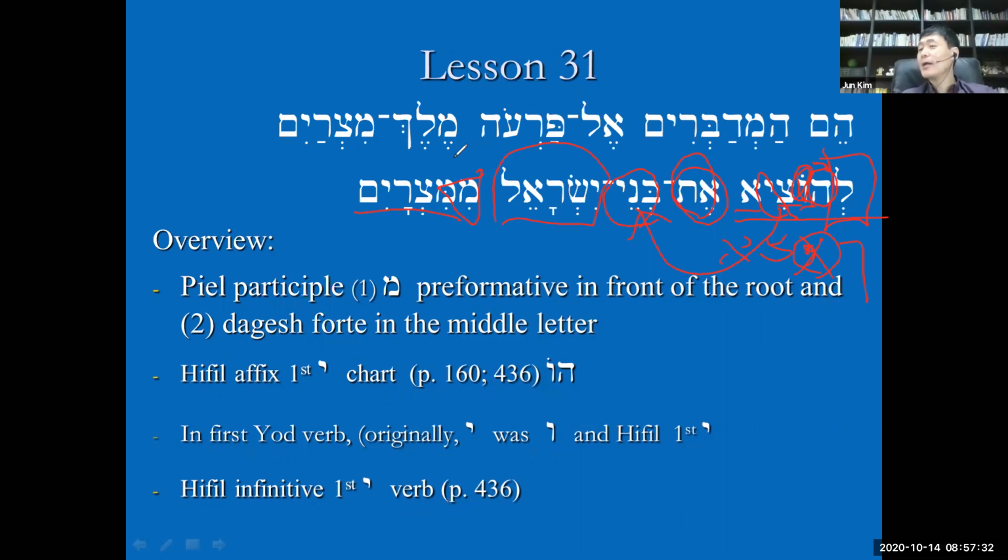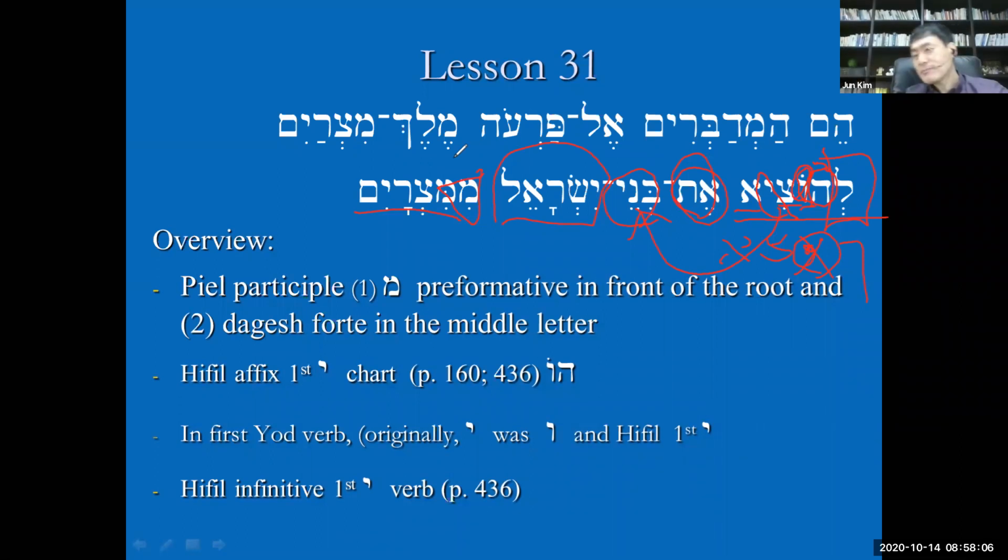Hifil will come with preformative he, and then the first yod will become holem plene. Is that clear? Okay? All right. So if you have he in the beginning and then attach it to a preposition, then praise the Lord. You know everything: the stem and the form. Because the preformative he indicates what? Hifil stem. And then lamed preposition indicates infinitive construct.